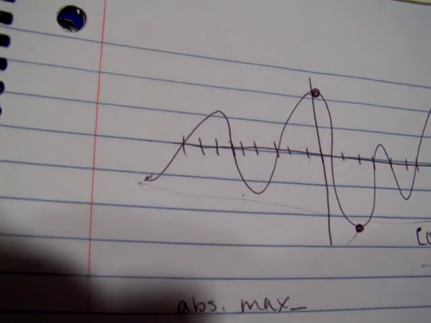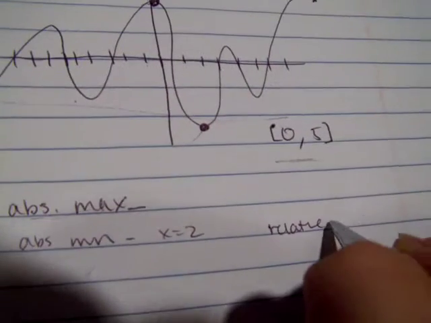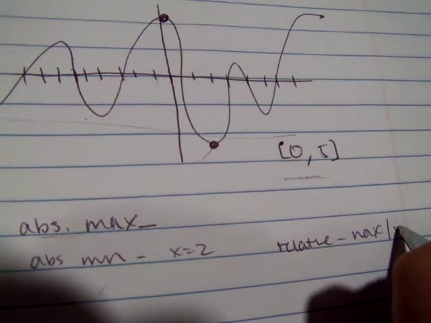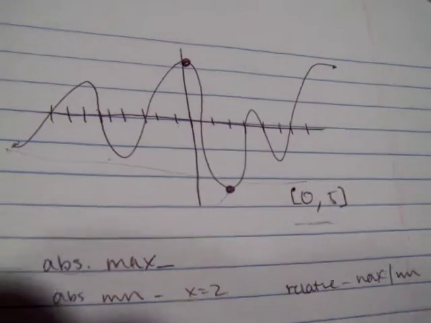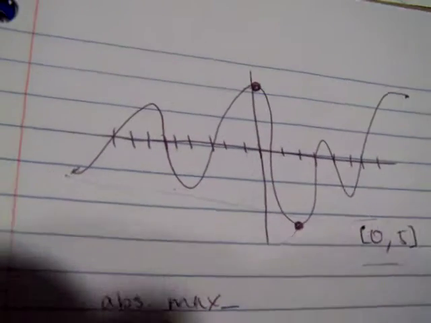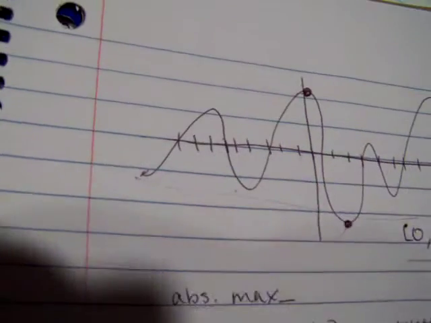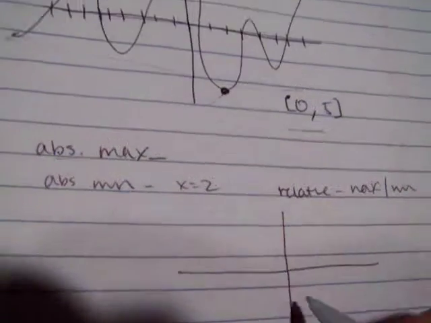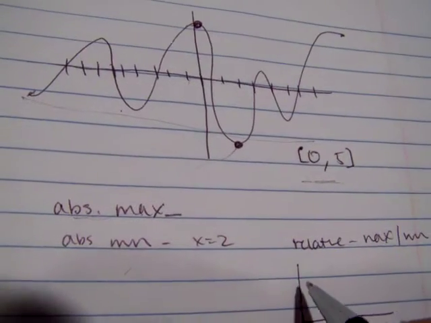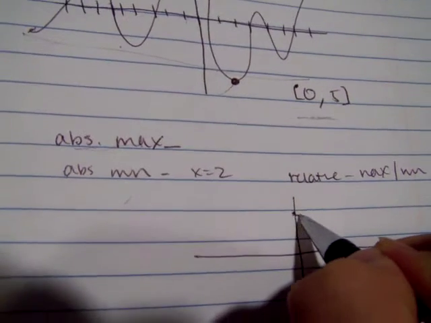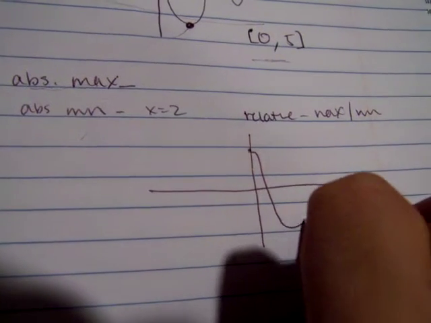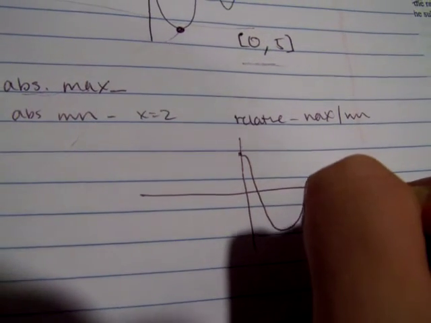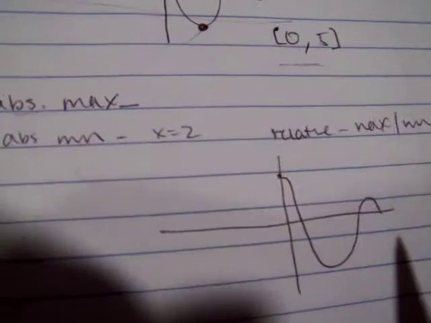The relative max slash min is where you basically have a change in direction. Okay, so let me redraw this from 0 to 5. So that'd be right here. Kind of like that, right?